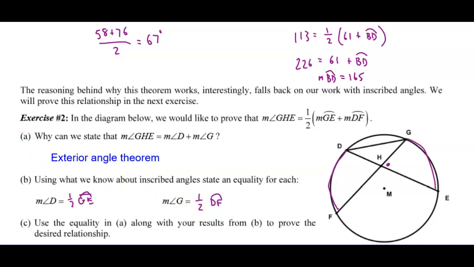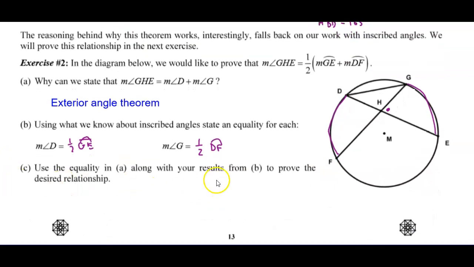Okay, so using the equality in A along with the results from B, prove the desired relationship. Well, we said that angle GHE is equal to D plus G. So angle GHE, if I just substitute that, is going to be equal to 1/2 GE, and that's the substitution for angle D, plus 1/2 DF, that's the substitution for angle G. And so 1/2 of each of those angles would be 1/2 of the sum, which would be measure of GE plus measure of DF.